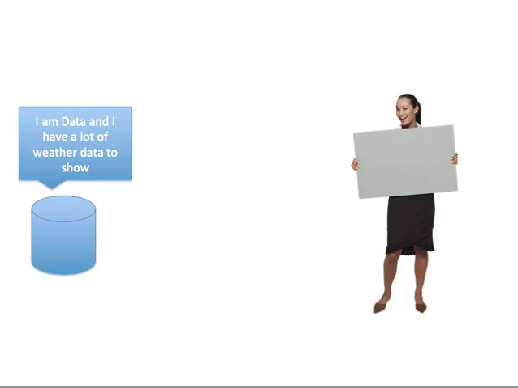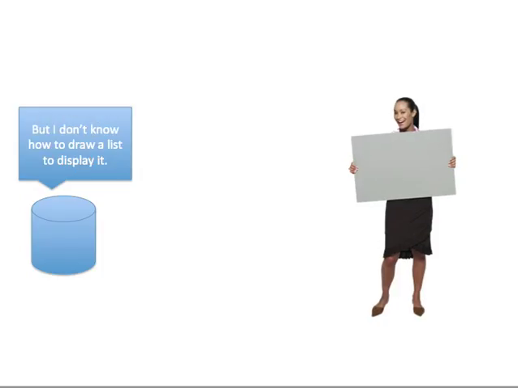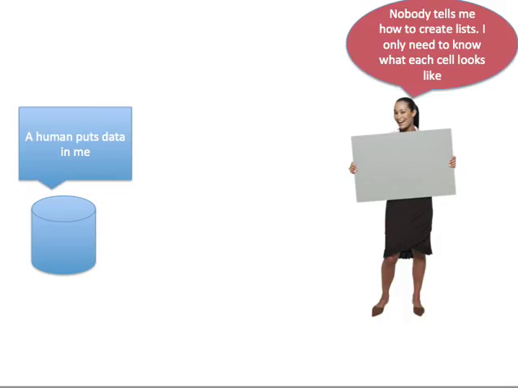Now we have on the other side a guy called Data, and has a lot of weather data to show, is ready to show it, but doesn't know how to draw a list or to display it. Now a human puts the data here, right? And for her, no human tells her how to draw a list. They only tell her what each cell looks like and what information goes in it, but no human tells her how to draw the list and how to create the physics.